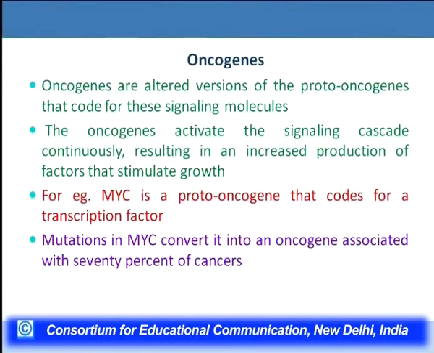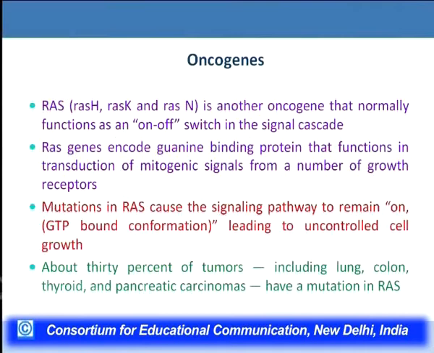One example of such a proto-oncogene is MYC, which codes for a transcription factor. Once there is a mutation in this proto-oncogene, it will code for the transcription factor continuously, and this will lead to uncontrolled growth of the cell. Then there is another family, the RAS family, with a large number of members, which function as an on-off switch in a signal cascade. This family of genes encodes guanine binding proteins, which function in transduction of mitogenic signals from a number of growth receptors. But once there is a mutation in RAS, it remains in the on position always. That is, it always remains in GTP-bound conformation, which leads to uncontrolled cell growth. About 30% of tumors like lung cancer, colon cancer, thyroid and pancreatic carcinomas have a mutation in one of the RAS genes. So, it tells the importance of the RAS gene and what happens if mutation occurs in it.